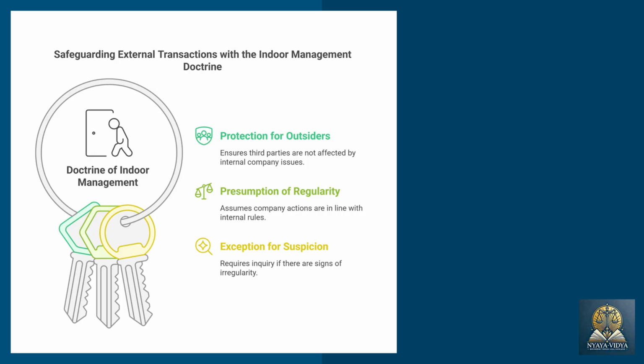The third one is the exception. The protection of this doctrine is not absolute. If there is a reason to suspect that something is not right in the transaction, this rule does not apply. In such cases, the outsider must verify the authority of the company's representative.